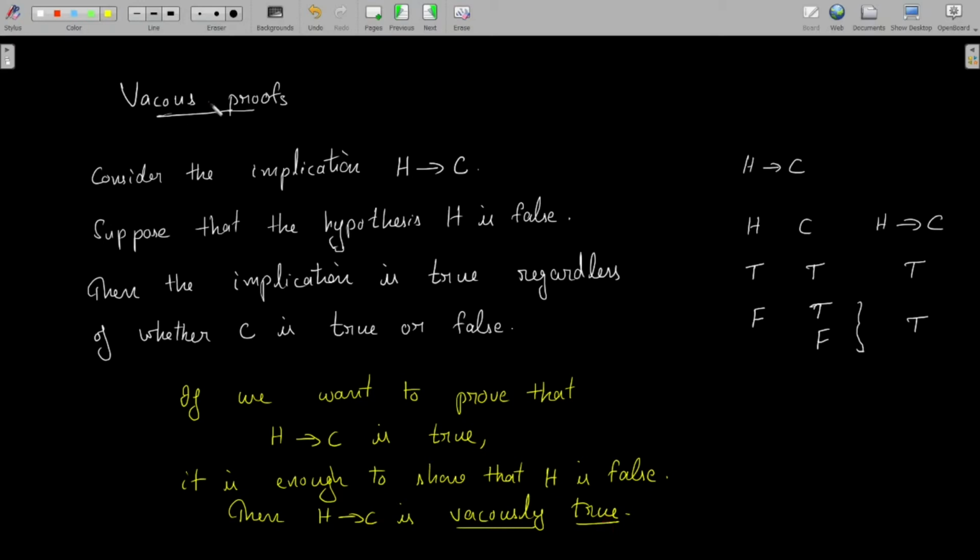So this is the first proof method, in which if you want to show that the theorem H implies C is true, we will show that the hypothesis H is false. Then H implies C is always true. This method is usually used to prove some special cases of some theorems.